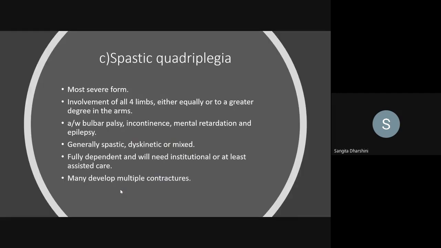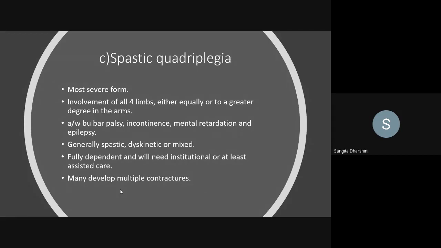The third type of spastic CP would be spastic quadriplegia, and this is the most severe form because there's involvement of all the 4 limbs, upper limb and lower limb. Sometimes you have a greater involvement of the upper limb muscles. Usually spastic quadriplegia is associated with a lot of other morbidities like bulbar palsy, fecal incontinence, mental retardation, and epilepsy. Generally, quadriplegics could be spastic, plus minus dyskinetic or mixed. These children are usually fully dependent and will need care.